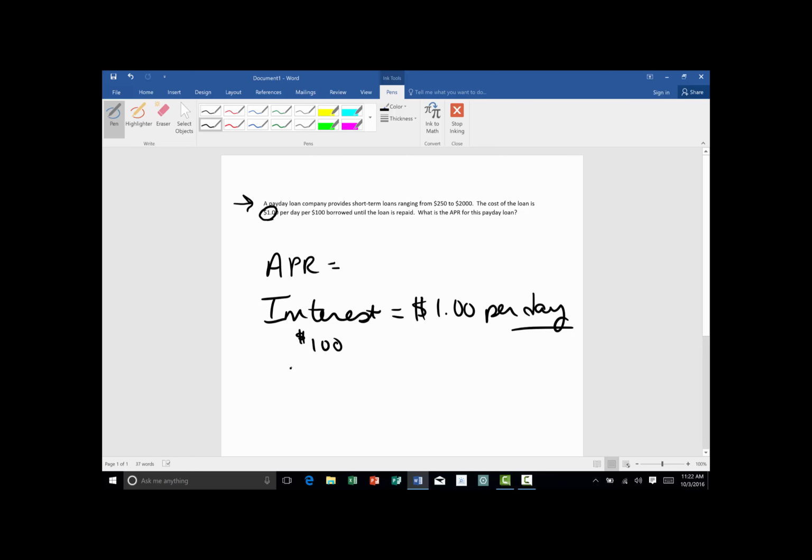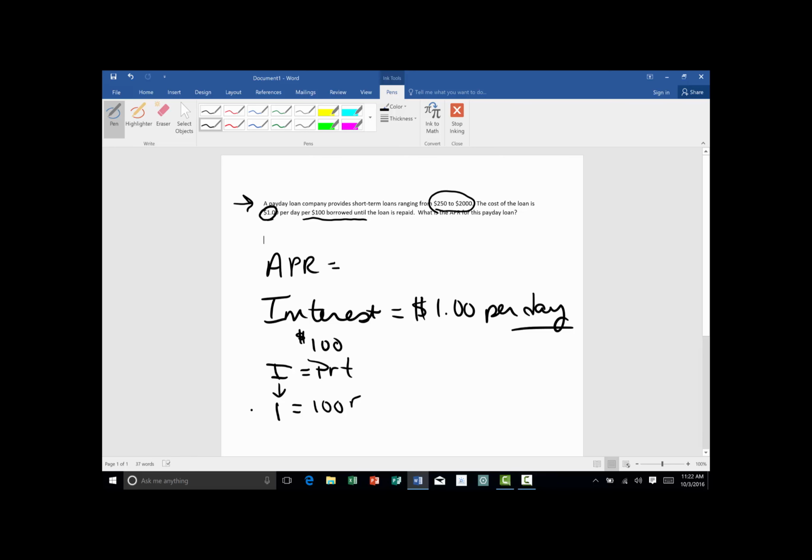Now, in a situation like this, you're really just talking about your interest formula, your simple interest formula. And you do actually have everything that you need to fill that in. You have the amount of interest, which is $1. You have the principal, which is you're borrowing $100. And this part right here where it talks about borrowing $250 to $2,000, they haven't given you an amount that you have actually borrowed. So you can only use what you've got here in the information, and that's assuming that you borrowed $100. So times the rate. You don't have the rate, that's what you're looking for.